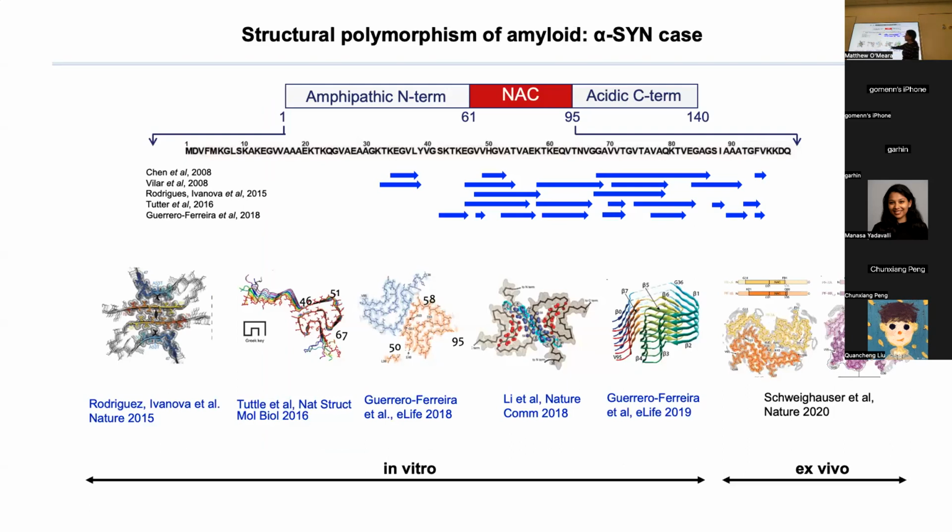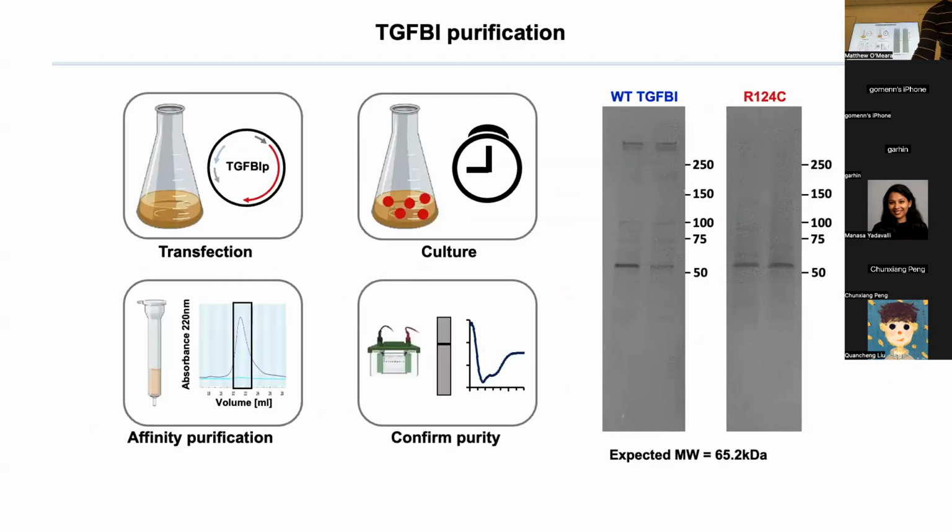What I want to point out is that, at least in the case of other amyloid proteins, we don't know how it is. We just need to be aware of the complexity: there are many different ways the molecules can self-assemble into the amyloid fibril. This is something we need to be aware of.